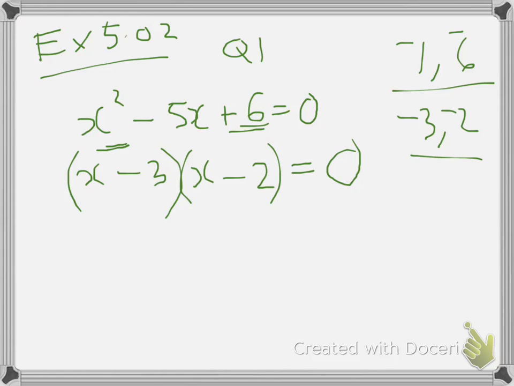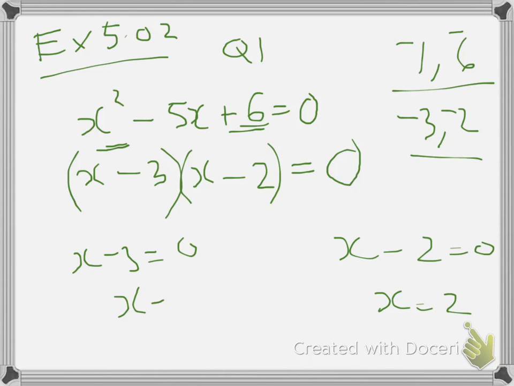I haven't finished. Two solutions. One comes from x minus 3 equal to 0. One comes from x minus 2 equal to 0. One solution is x equals 2. The other solution is x equals 3.